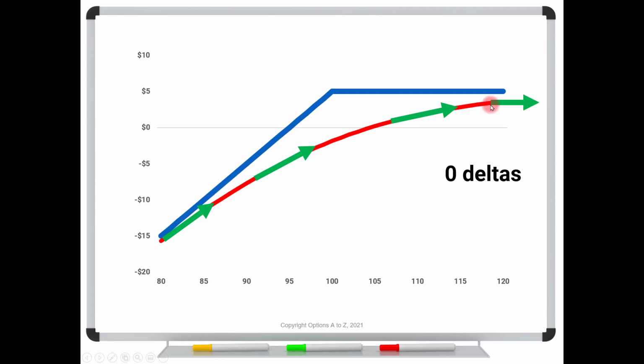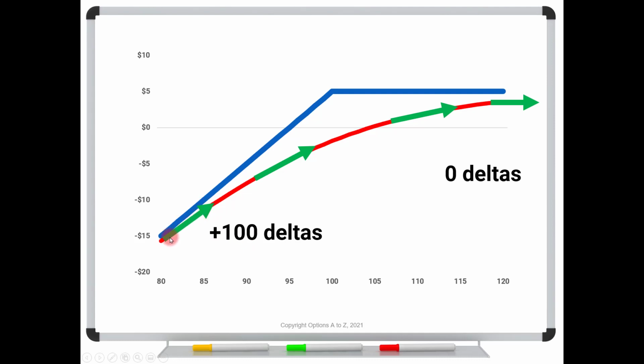But if the stock price falls in this direction, what's happening? I still have 100 deltas from my shares. They're always 100 deltas. But what's happening to my call? It's becoming more and more out of the money, which means those deltas are getting closer to 0. So if I'm long 100 deltas and basically short 0 deltas, on a net basis, I'm pretty close to 100 deltas. And that's why this line is sloping more upwards here.